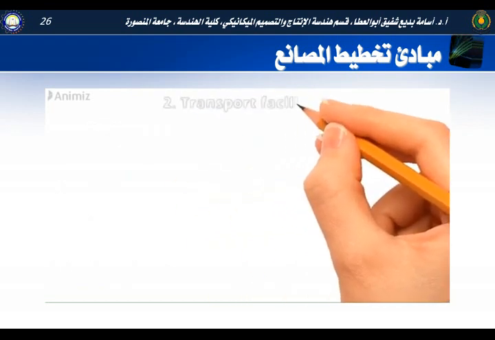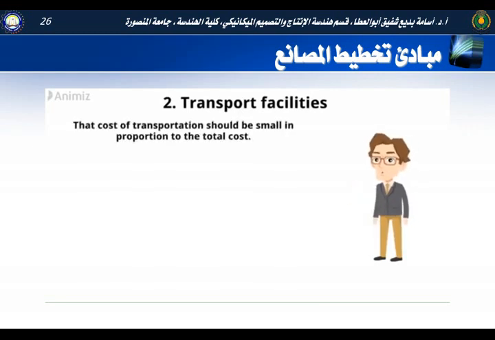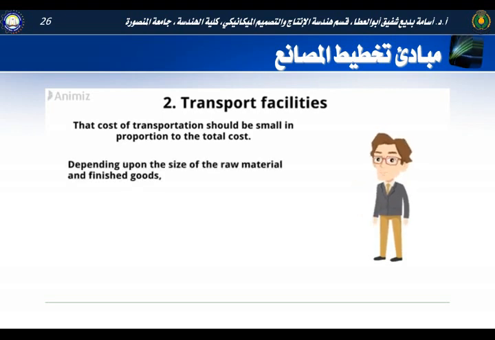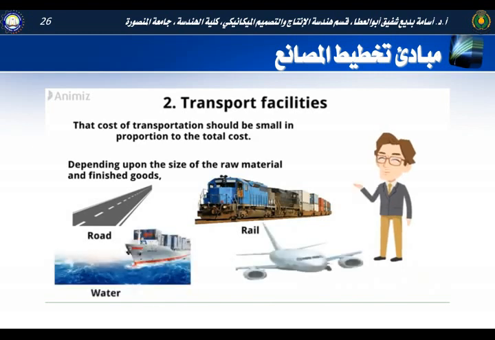Number 2. Transport facilities. One point must be kept in mind that the cost of transportation should be small in proportion to the total cost. Depending upon the size of the raw material and finished goods, a suitable method of transport like roads, rail, water, or air is selected, and plant location is decided accordingly.